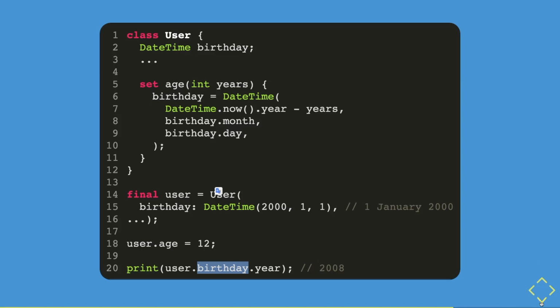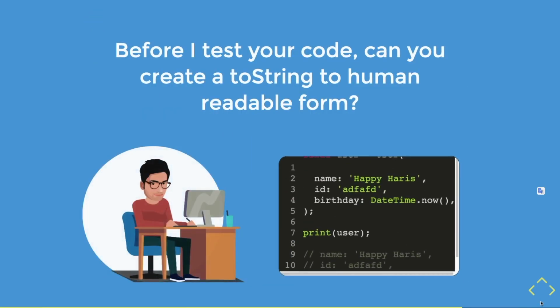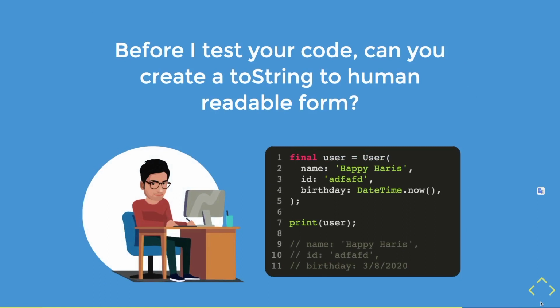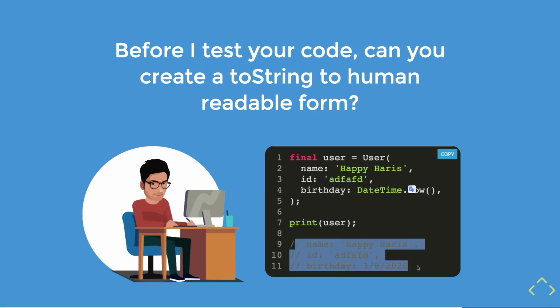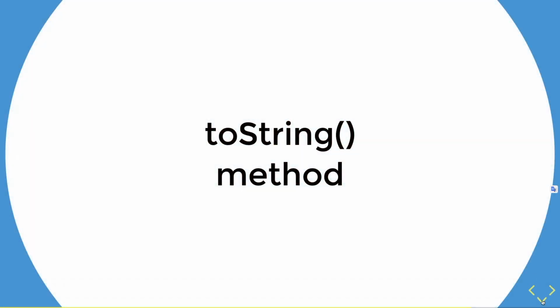So now when you're about to finish your task, your senior developer says, before I test your code, can you create a toString into human readable form as such below? So he expects if we were to print an object or a user object, the print statement will look something like this, something that we can read from, which brings to the last point of this video, the toString method.